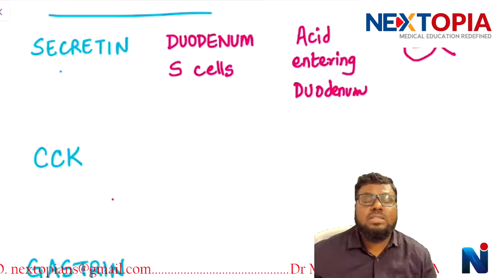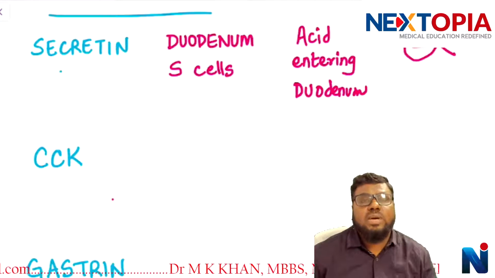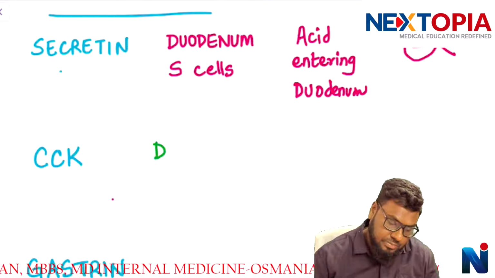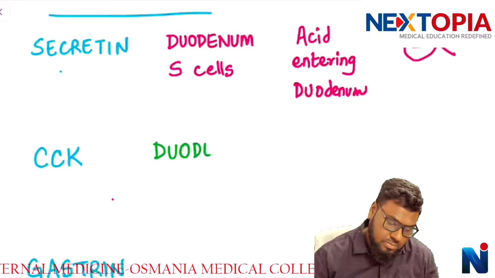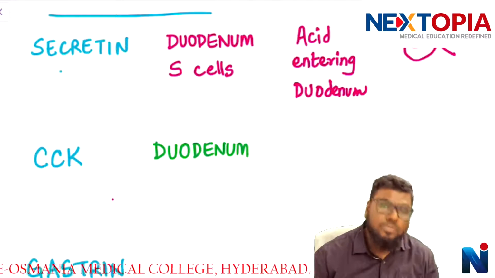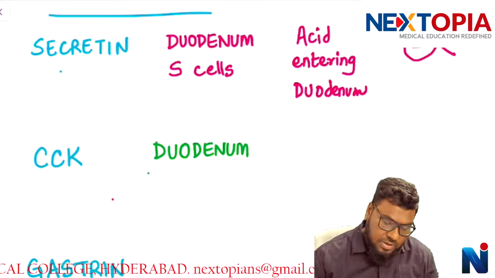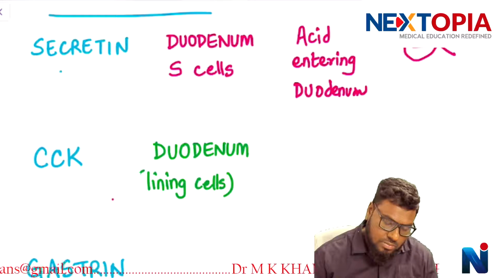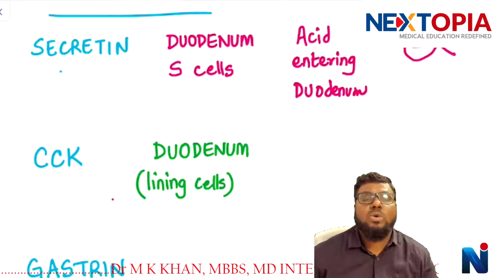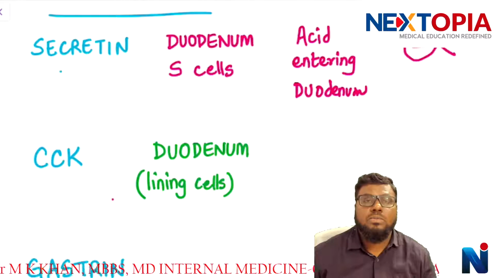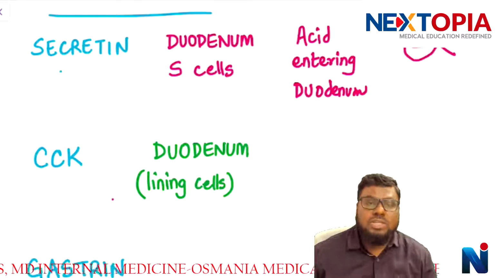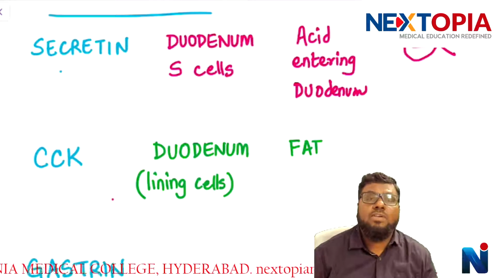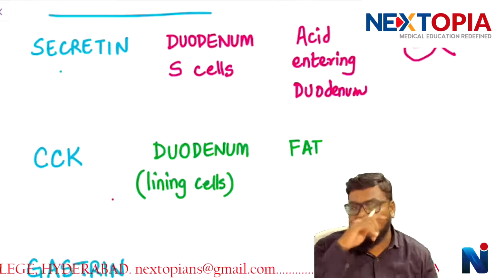Next, we'll discuss the cholecystokinin. Cholecystokinin is also released by the duodenum. The lining cells of the duodenum secrete cholecystokinin. What is the stimulus of cholecystokinin? Fat. So you have a fat-rich diet and cholecystokinin is stimulated.